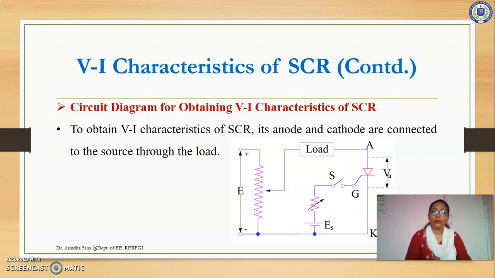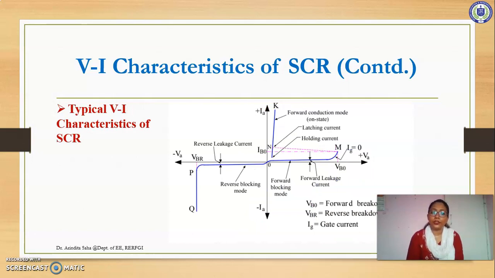After having this circuit diagram, how will you get the VI characteristic? If we change the supply voltage, there will be a corresponding change in the current through the SCR. We have to note down all the changes, then plot the VI characteristic. This is a typical VI characteristic of SCR, where VA is the voltage across the SCR and IA is the current through the SCR. There are a few other terms also: VBO, the forward breakover voltage, VBR, the reverse breakdown voltage, and IG, the gate current.